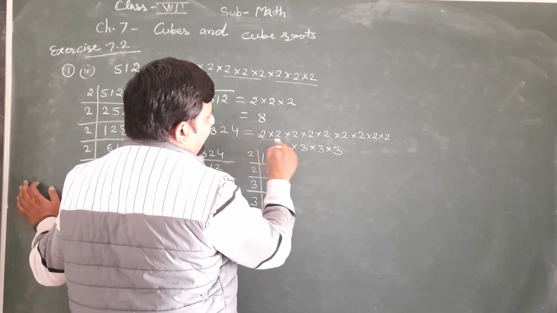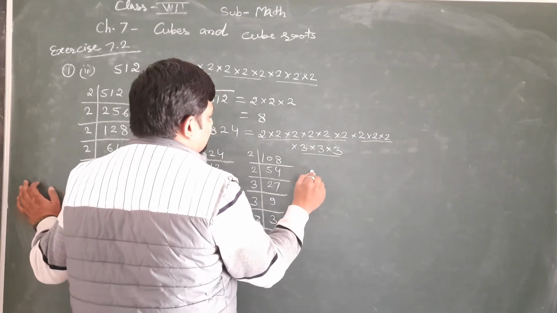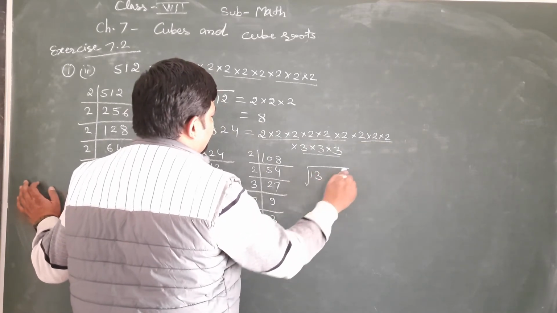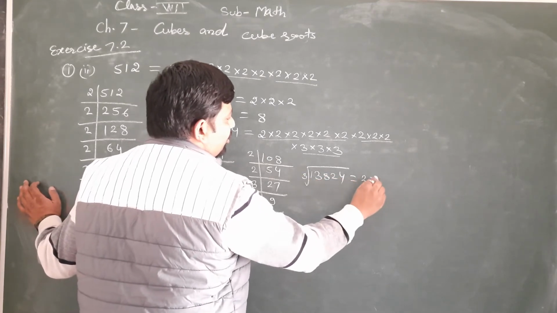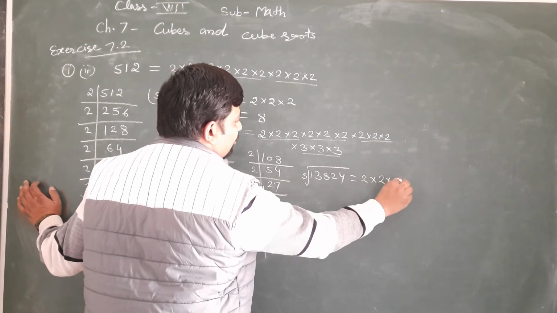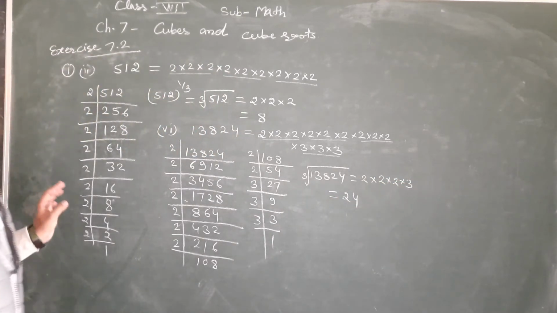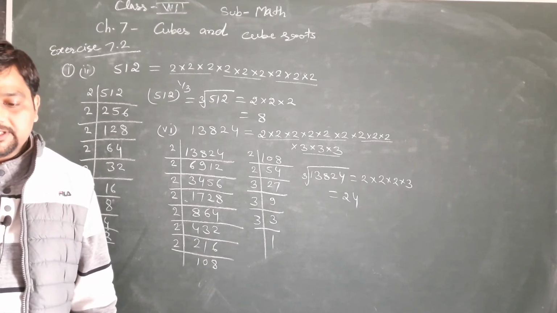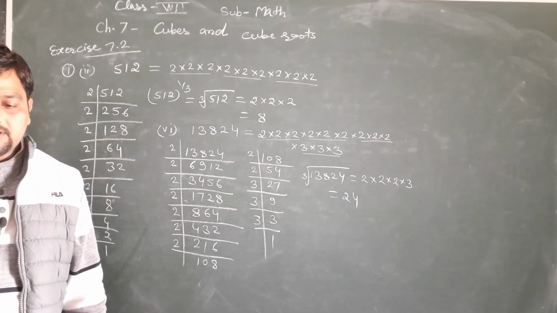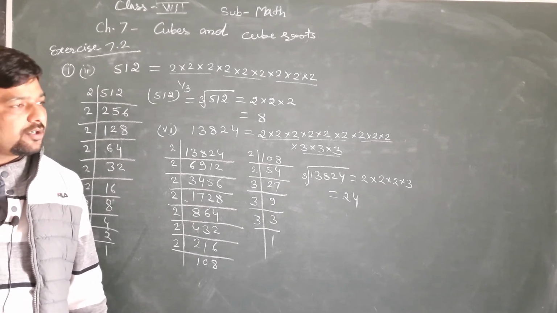Make the pairs of 3 digits. Now the cube root of 13824 is 2 into 2 into 2 into 3, which is 24. The result is 24. The cube root of 13824 is 24. Similar method, you just try to solve these questions. If you have any doubt, you can consult or write in the comment box also.